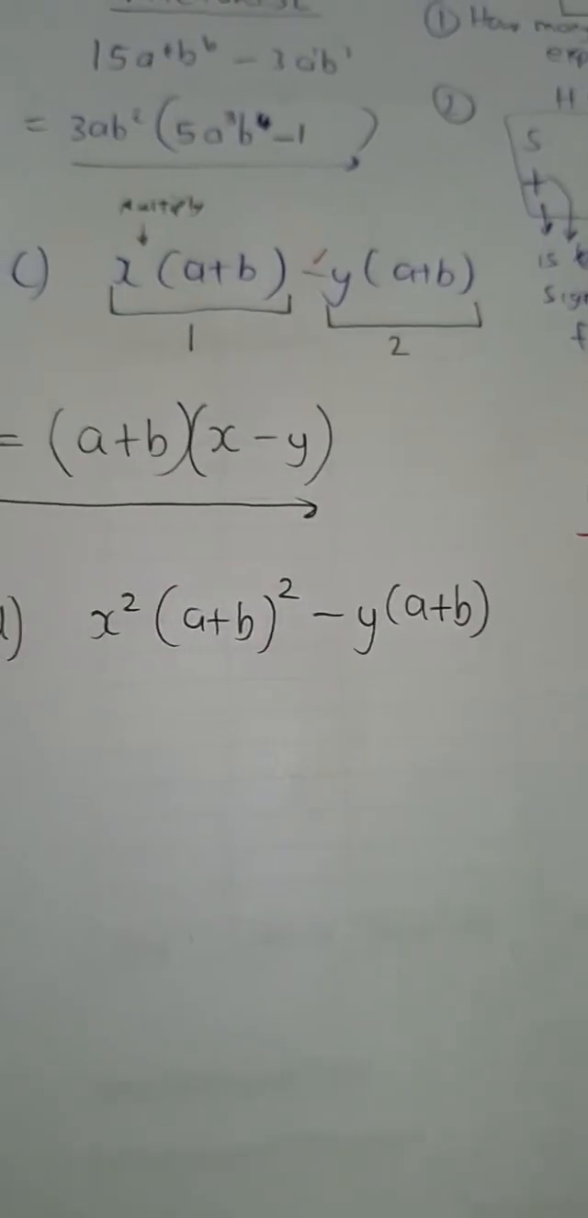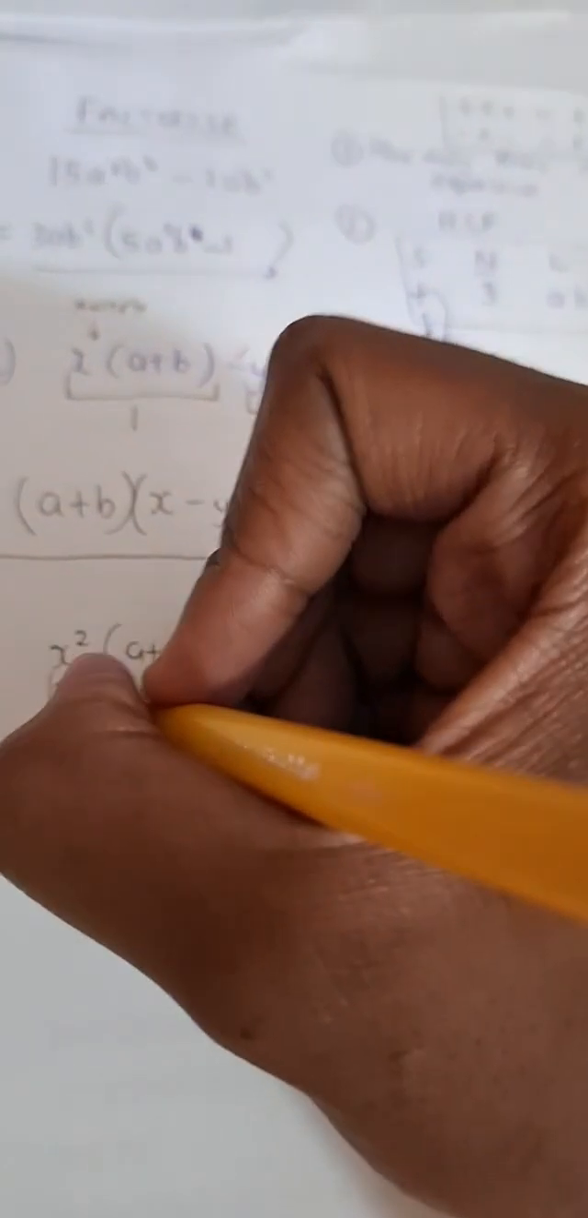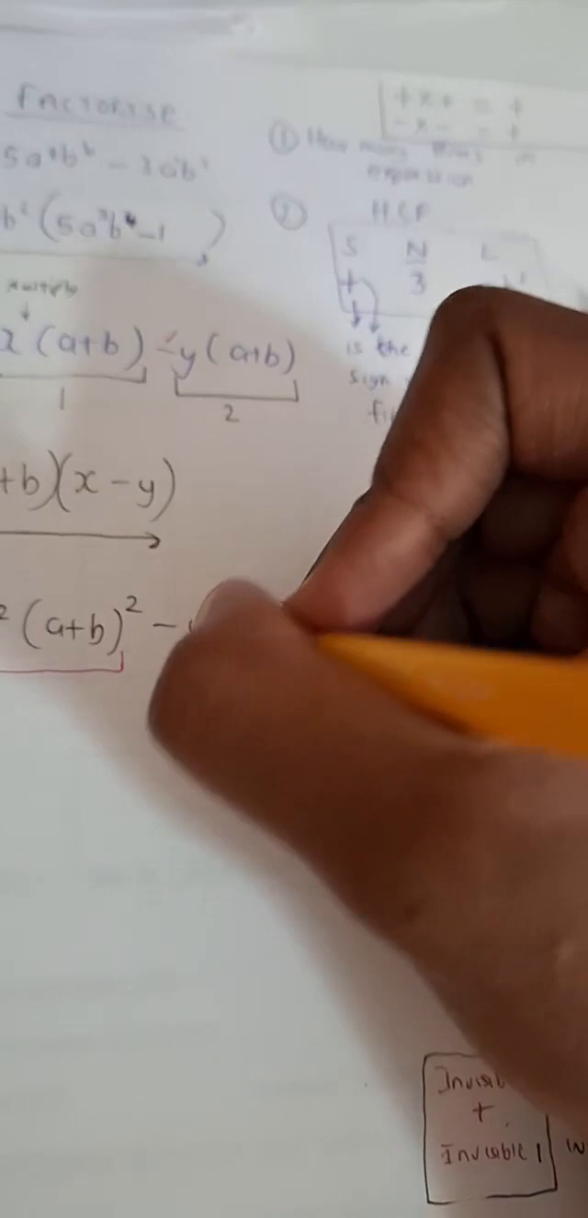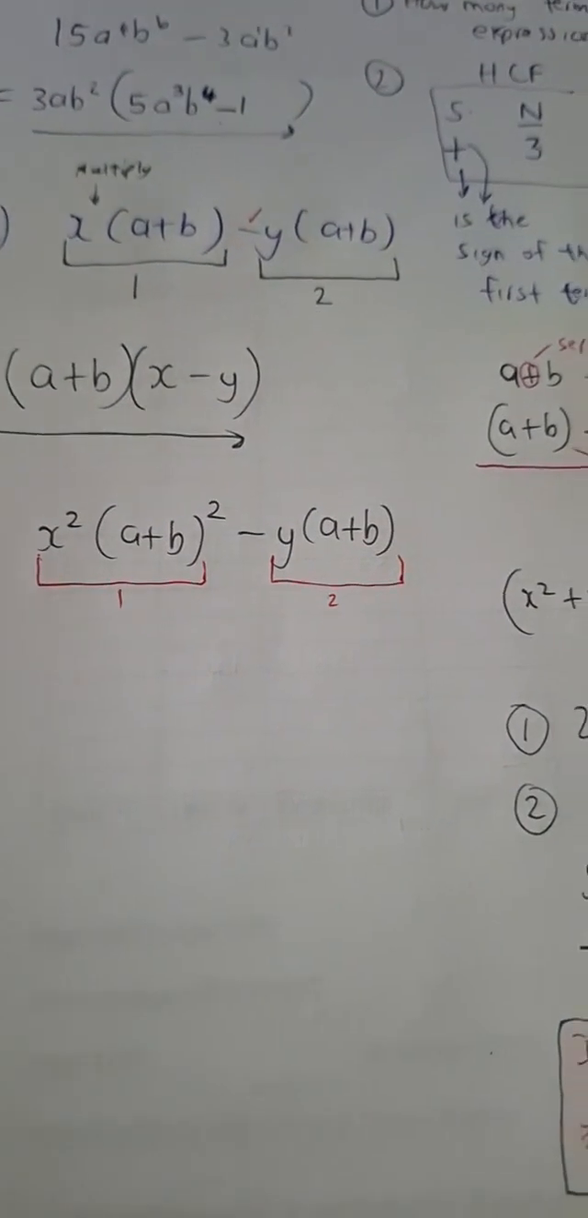Why do we know there's 2 terms in the expression? It's because this here is term 1, and then that there is term 2. That's 1, our first term. That's 2, our second term. Beautiful.